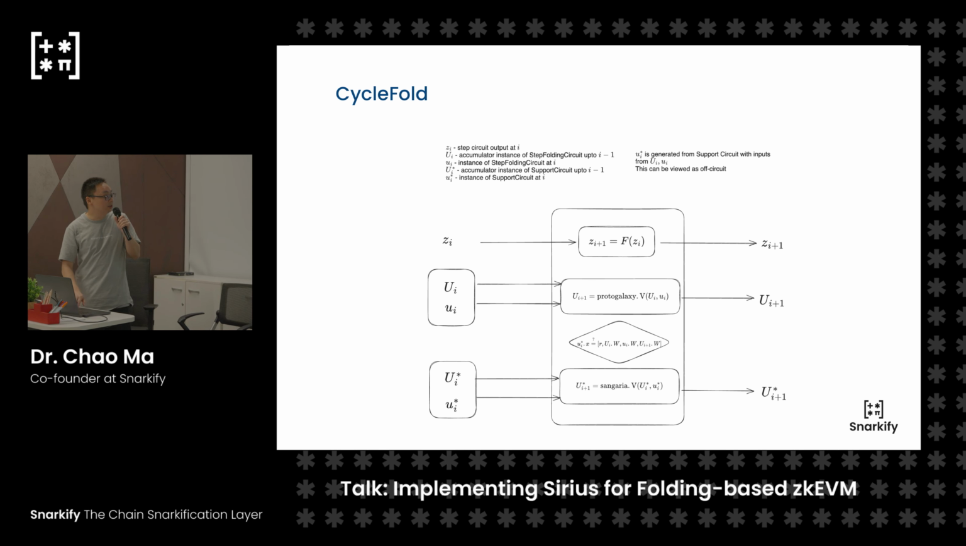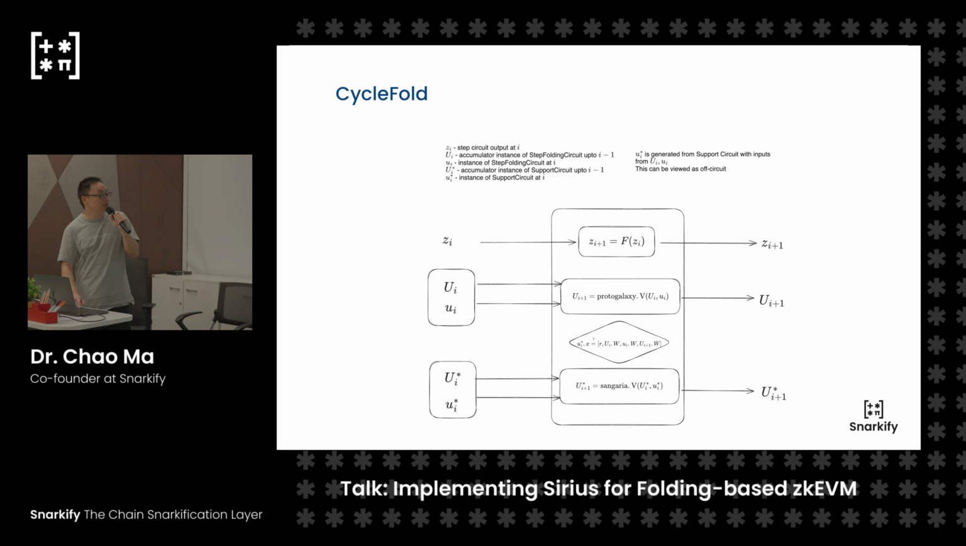However, in this case, let me introduce some terminology. So this is the primary circuit, and here we call it the step folding circuit. And the second circuit, we just throw it away, the secondary circuit. But we will define a support circuit which only does the ECC operation, so a minor circuit. This circuit's instance, we call it the UI star. So it means this circuit will fold both itself and another smaller circuit.